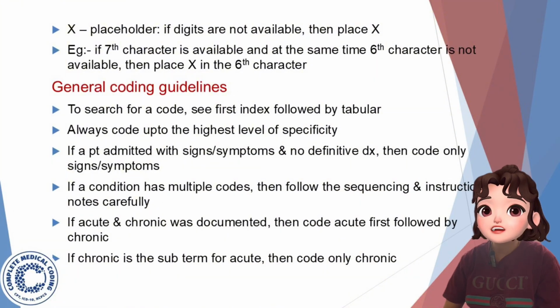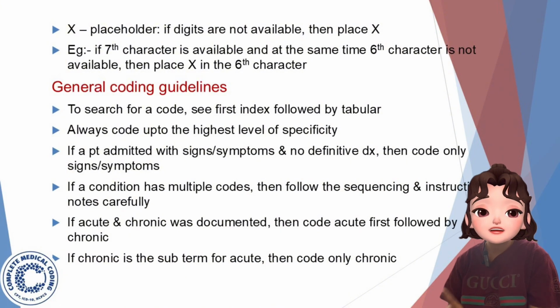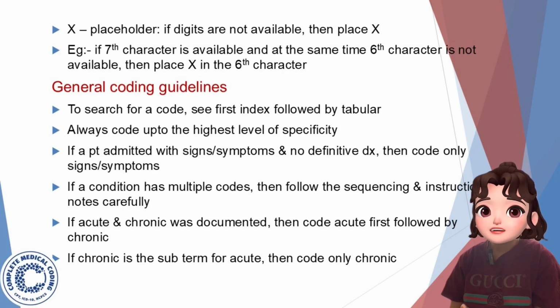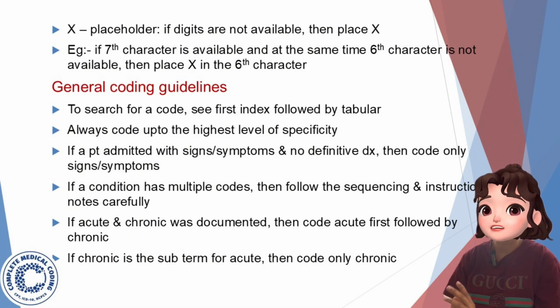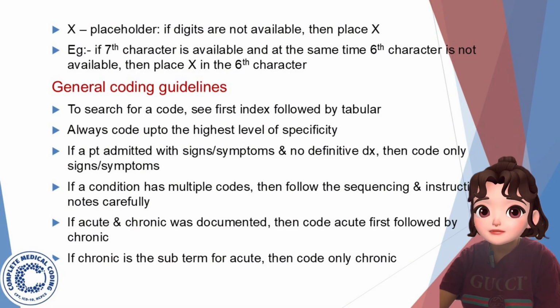If it is the same condition and chronic is a subterm for acute, then code only chronic. If chronic is the subterm for acute, then code only chronic. Alright.